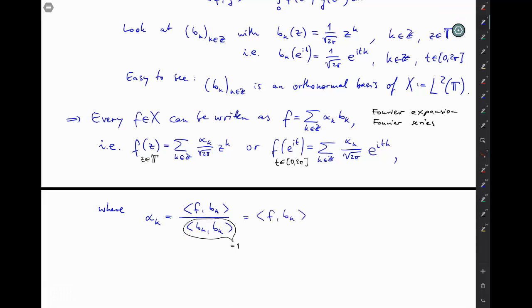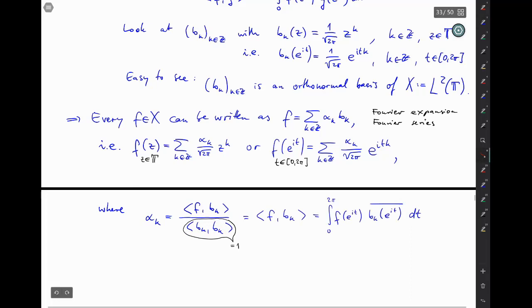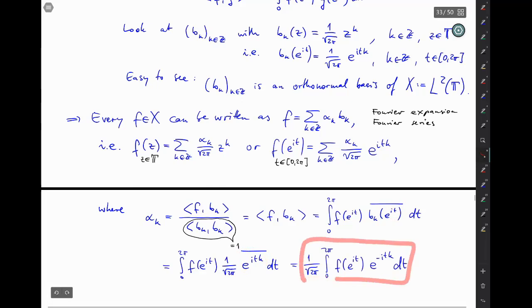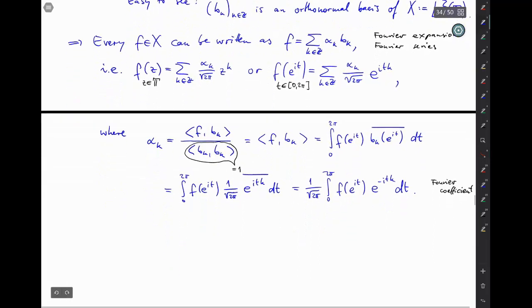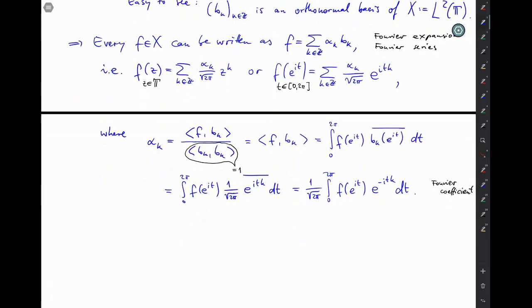And if you spell that scalar product out and plug in here what we know about pk, then we just have to simplify this complex conjugate here. We arrive at this formula here for our alpha k's, and this formula you've probably seen before, maybe with this or different scaling, but in either case you will call it a Fourier coefficient. And then one can look at the so-called Fourier transform, usually denoted by a curly F.